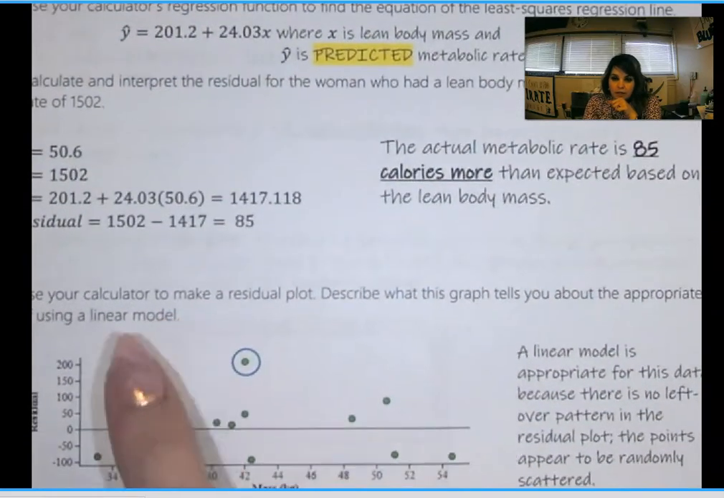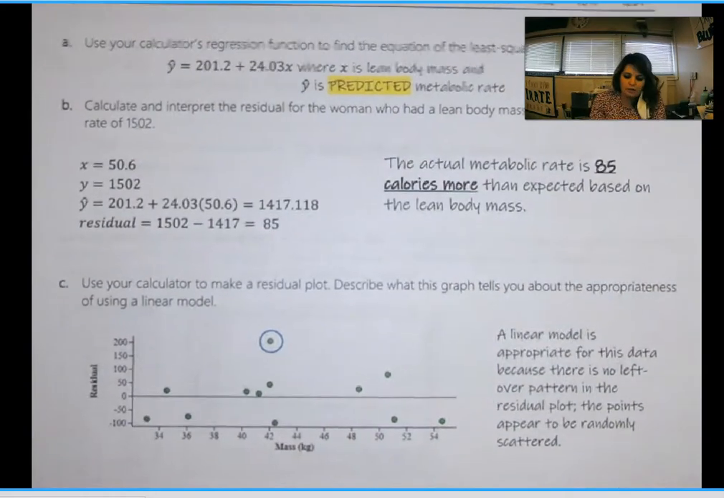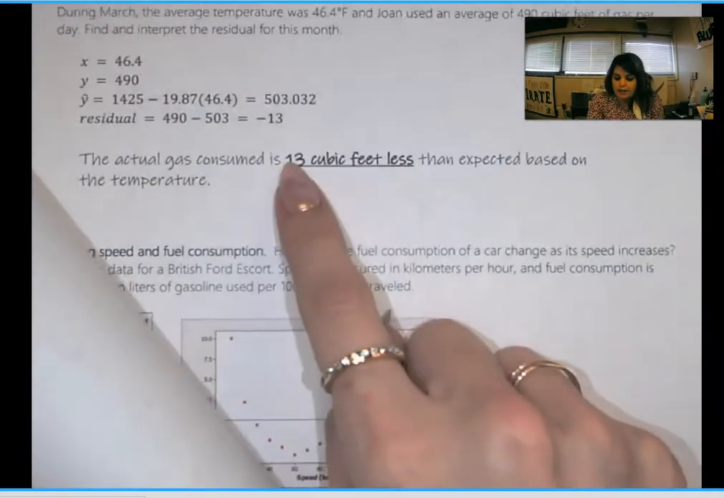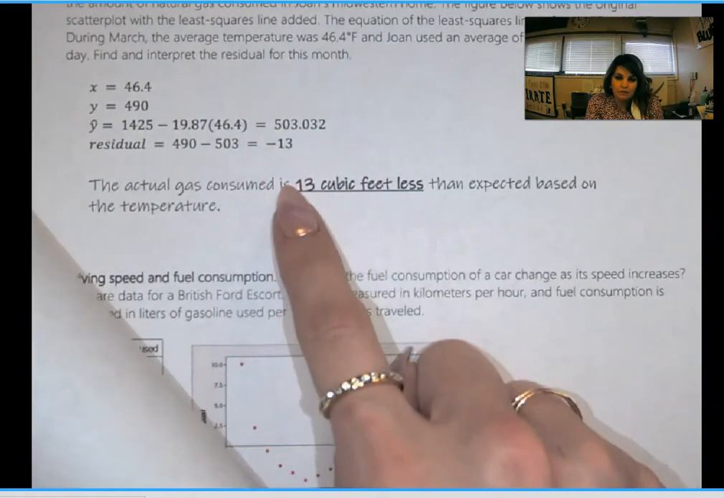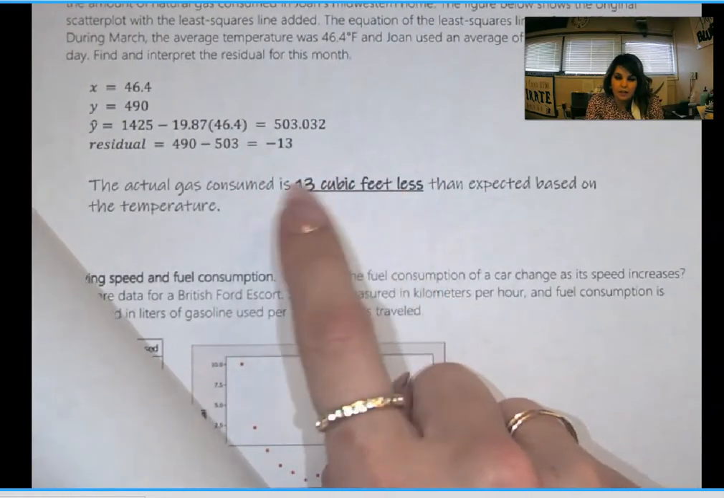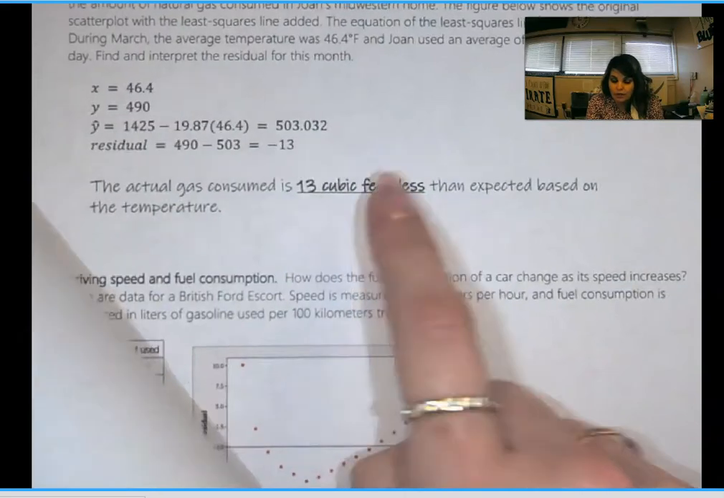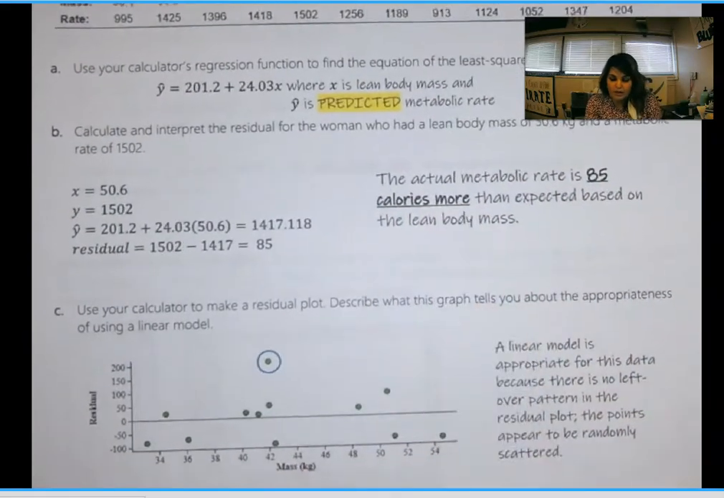B is straightforward, just like number 1. We calculate our residual, we interpret it. One of the other things that I wanted to highlight is that on this page, you don't put a negative 13 for your residual because the statement 13 cubic feet less, this less takes over the negative. So here, 85 calories more than expected.